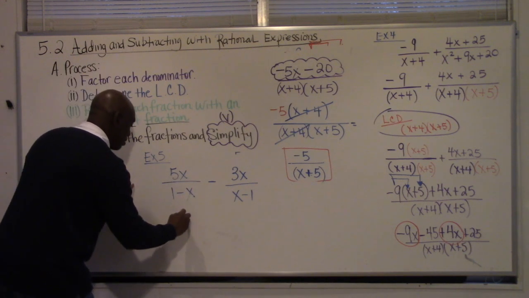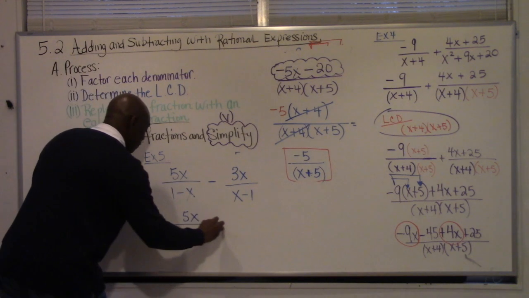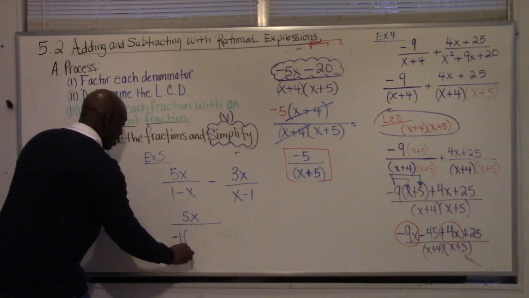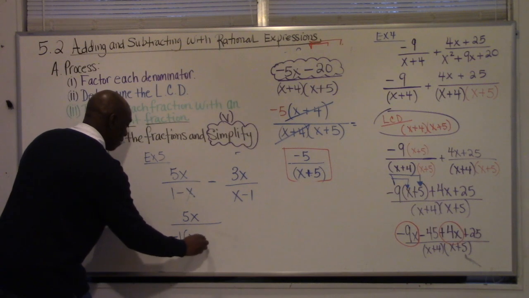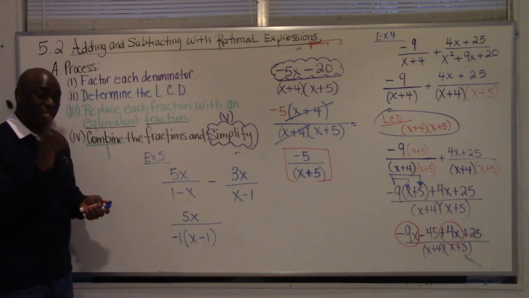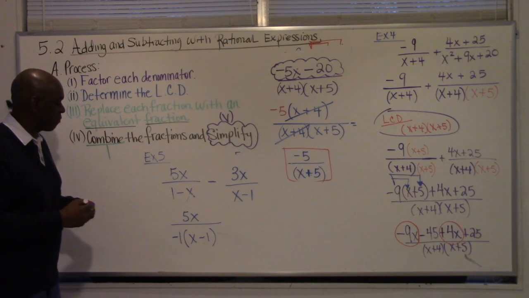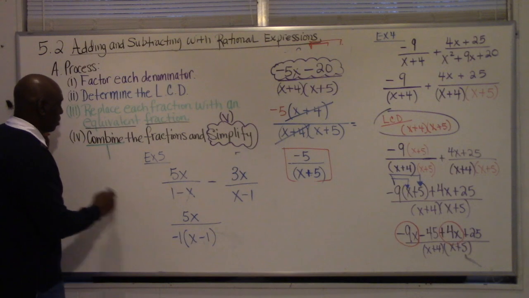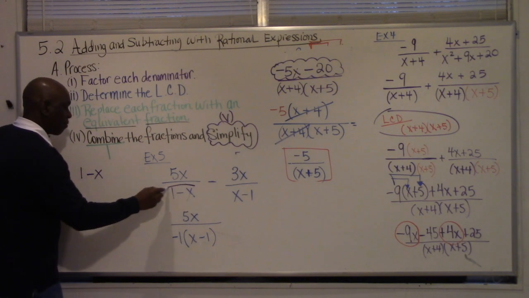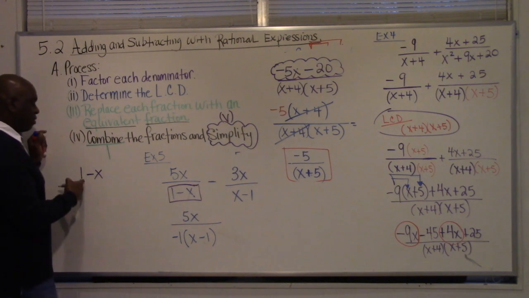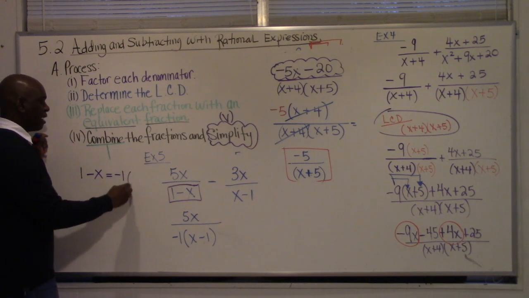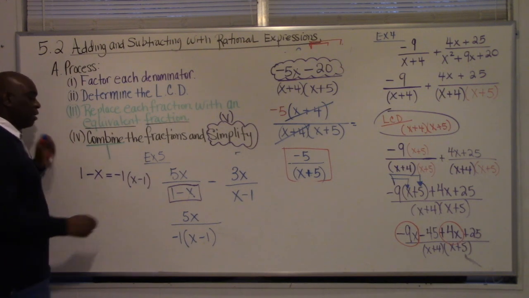So if I factor this, I'm going to have 5x divided by, in this case, factor out a negative 1, and I'm going to have x minus 1. Now let's analyze this carefully. I'm saying to you that 1 minus x, from right here, is the same thing as negative 1 times x minus 1. It's no different.